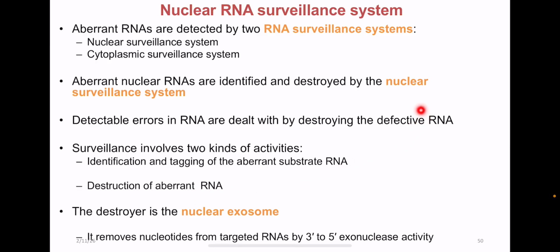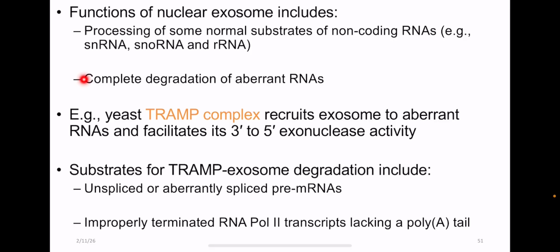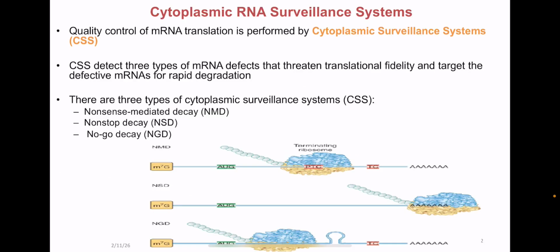Then the destroyer is called a nuclear exosome. What actually does the destruction or the degradation is called a nuclear exosome. This is because nuclear means we are dealing with the NSS, the nuclear RNA surveillance system, right? The functions of the exosome are processing of some normal substrates of non-coding RNAs, and also complete degradation, and we are focusing on the degradation of aberrant RNAs. An example of this system is the TRAMP complex in yeast, okay. The TRAMP complex in yeast will recruit an exosome to aberrant RNAs and facilitate 3' to 5' exonuclease degradation.